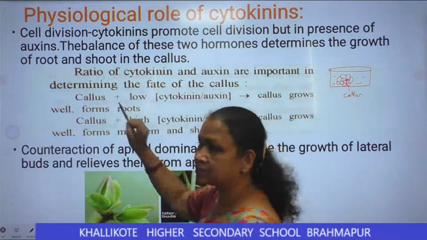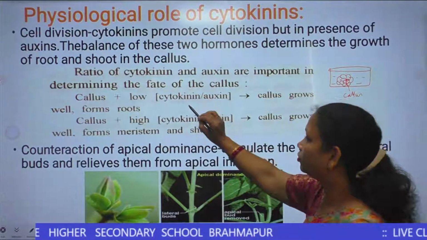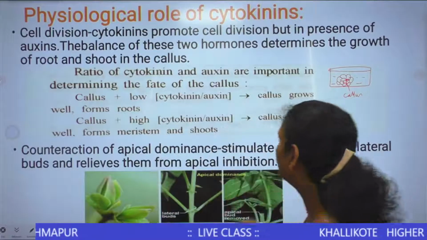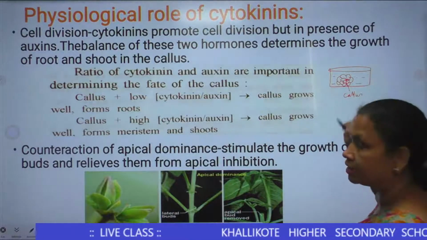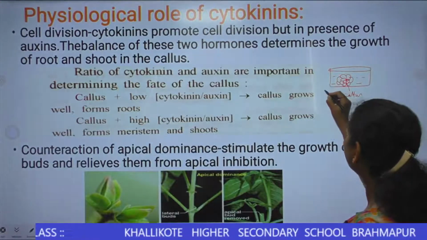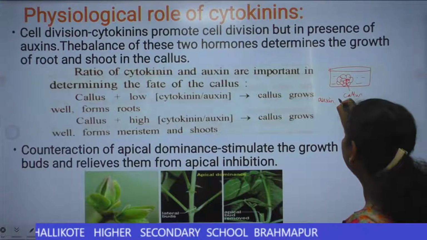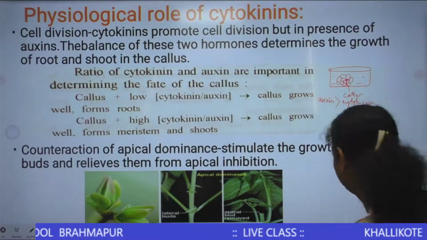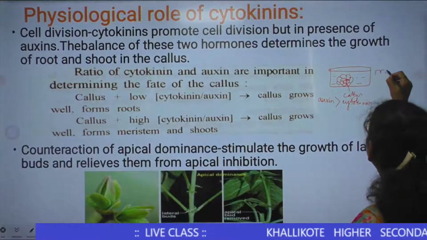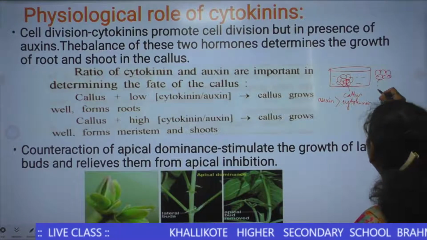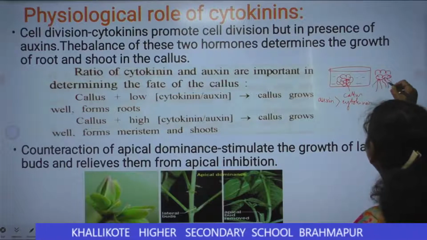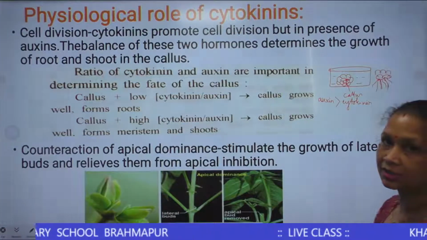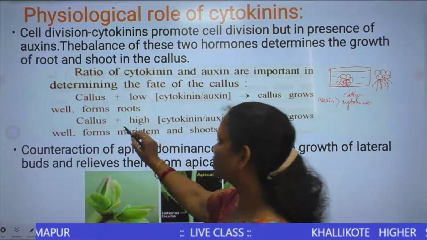So, in the callus, if you add a ratio of low cytokinin to auxin, then the callus grows well and starts forming roots. That means, in this nutrient medium, if I add a greater amount of auxin than cytokinin, then this callus will start producing adventitious roots. So, the root system will start getting produced if auxin is greater than cytokinin. Callus plus high cytokinin.